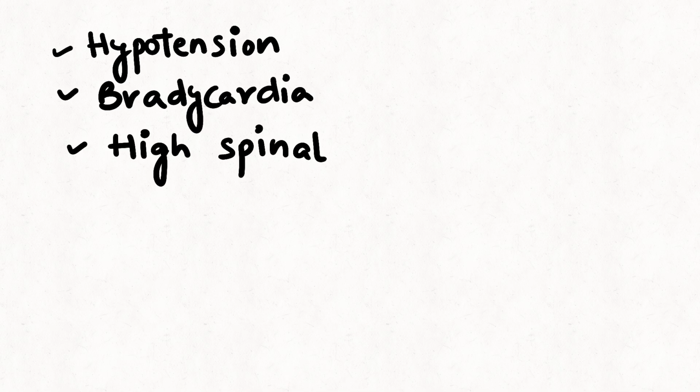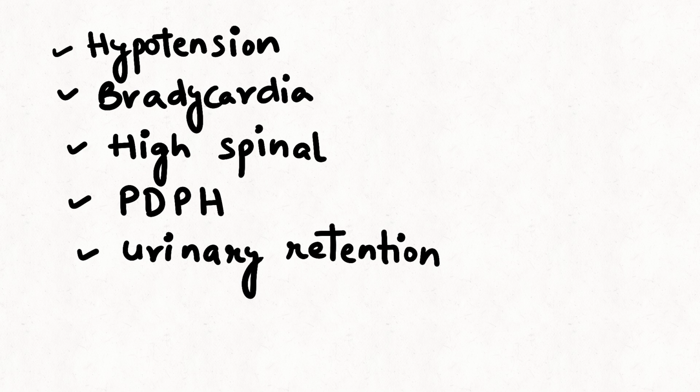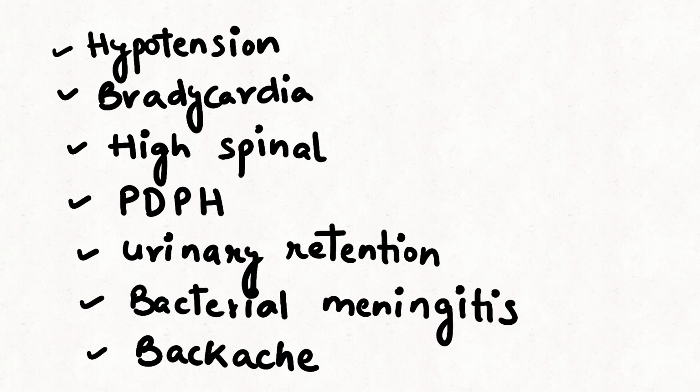Like every procedure, spinal anesthesia also has complications. They include hypotension due to sympathetic blockade, bradycardia, high spinal if the block rises too high, and some late complications like post-dural puncture headache, which happens due to CSF leakage, urinary retention, bacterial meningitis, and backache.